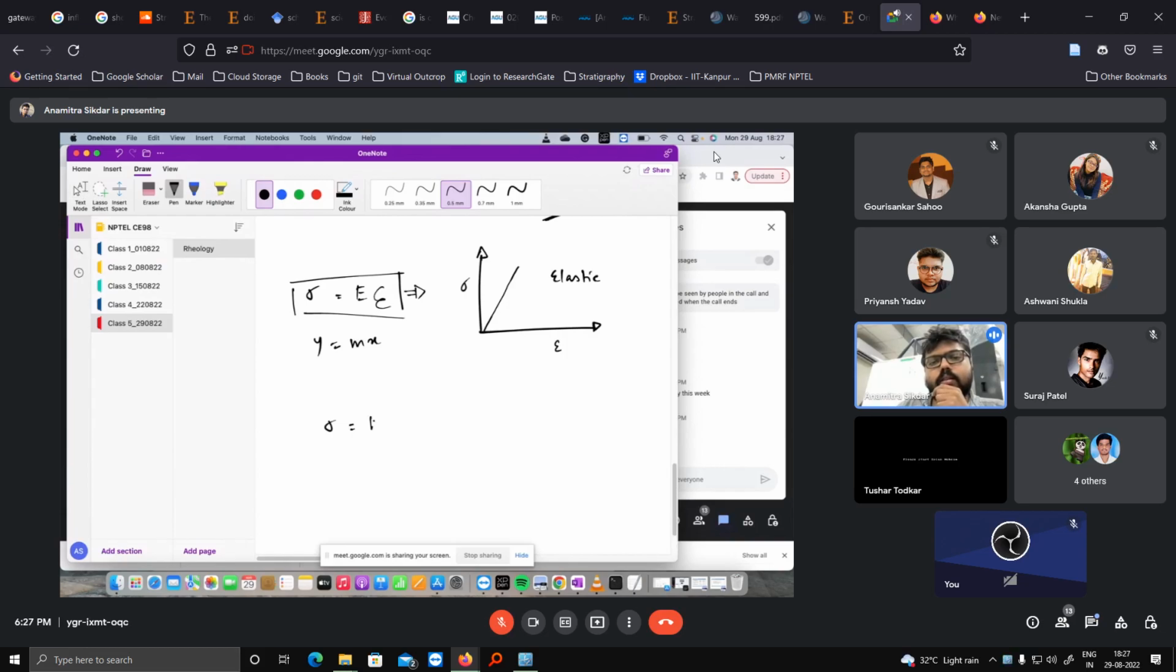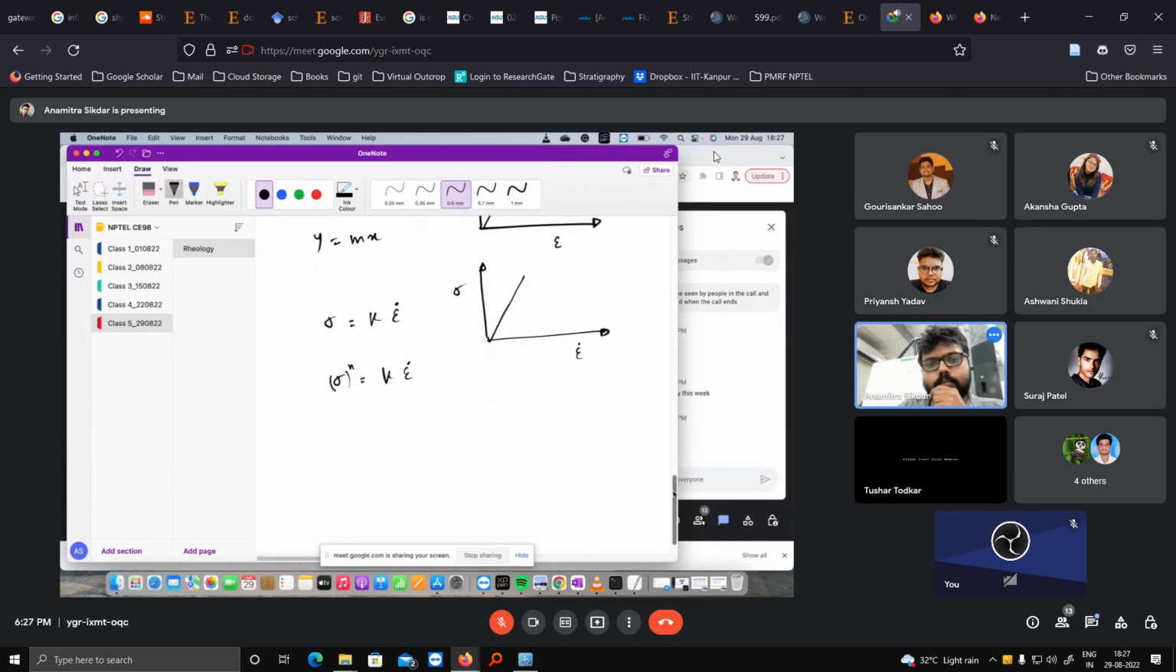Suppose you have again a constant k, and that is proportional to the strain rate. If you plot strain rate on the x-axis, then again it will be something like that, right? But if you have a material where it shows some power of the strain rate, for example like that, what will be the curve here? How will be the curve here? Any idea?